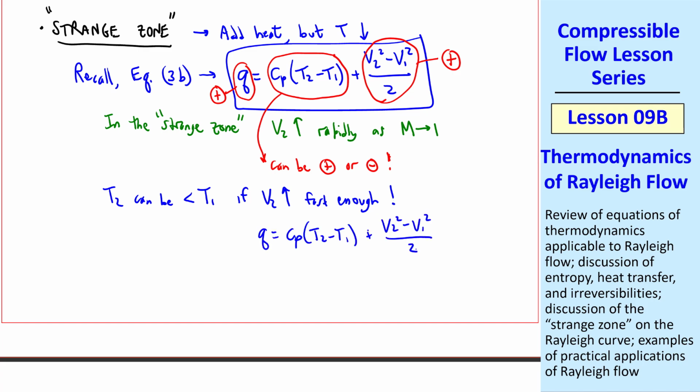In our energy equation, you could think of it this way. We have a positive term, a very big positive term, and a negative term. This occurs only in the strange region. I know it's hard to swallow, but that's what happens. But I also mentioned that the strange region is a very, very small portion of the Rayleigh curve.